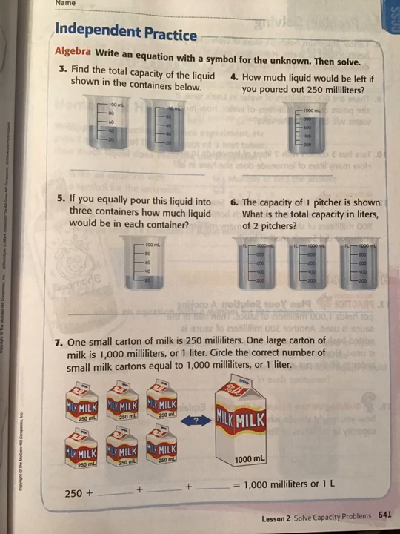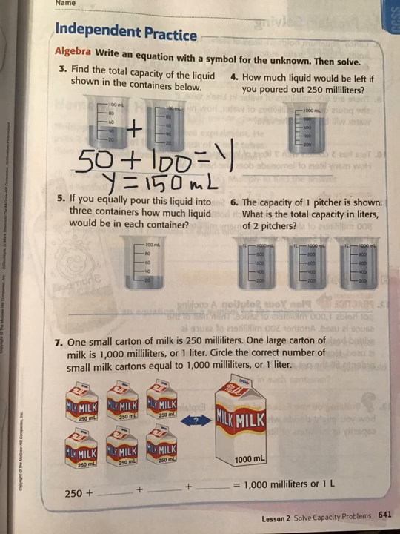All right, so the directions say, right here, write an equation with the symbol for the unknown and then solve. Okay, so number 3 says, find the total capacity of the liquid shown in the containers below. They want the total amount. So once again, we're going to add these two together. Okay, so let's look. Halfway between 40 and 60, you should have 50. Plus a full 100 equals, we'll call it y. So what does y equal? Hopefully you can just do that in your head. 100 plus 50 is 150. And we're talking about milliliters.